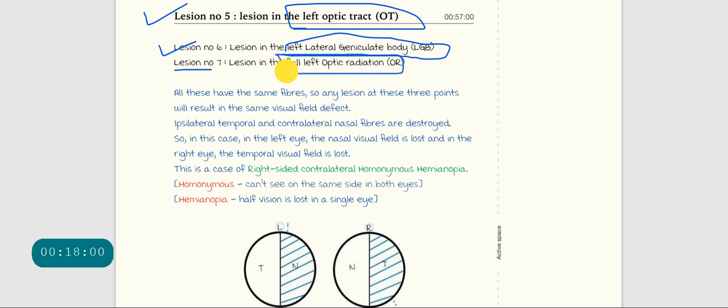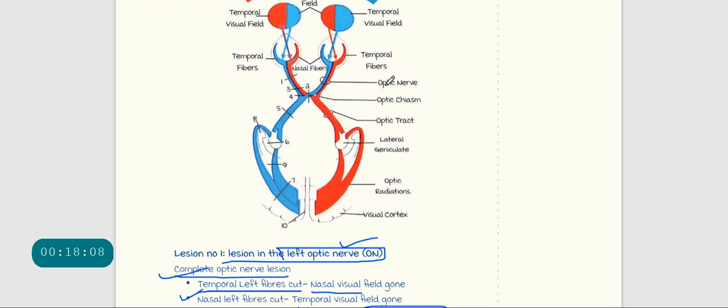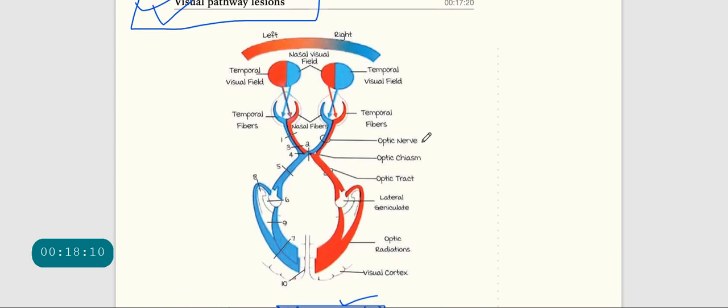Let us see. If the optic nerve of the right eye is gone, then the right vision would be lost. Very easy. If the left eye is gone, left vision would be lost. If the lesion is at the optic chiasma, then the vision lost would be the temporal fibers, so nasal vision would be lost, and there would also be a loss of nasal fibers, so temporal vision would be lost in the left eye. Right eye nasal vision, left eye temporal vision.